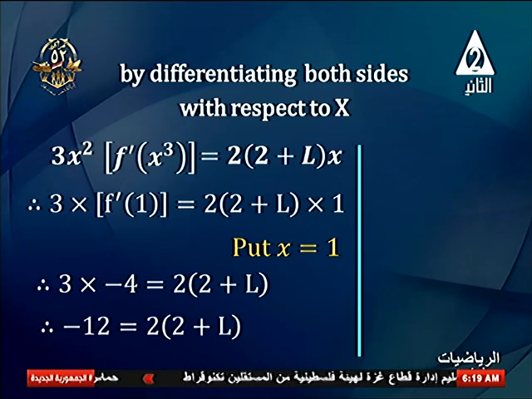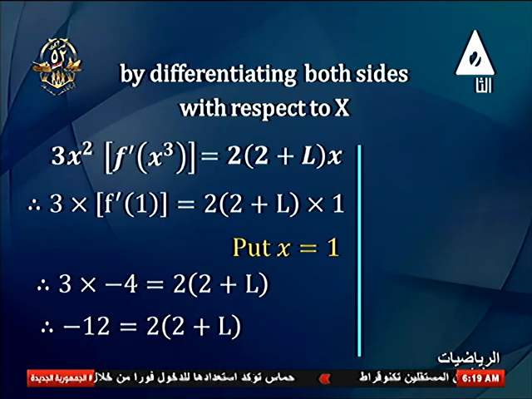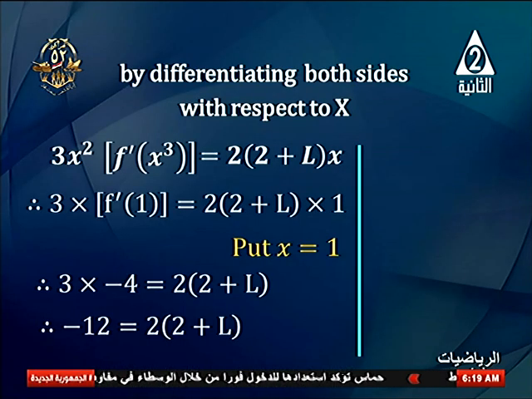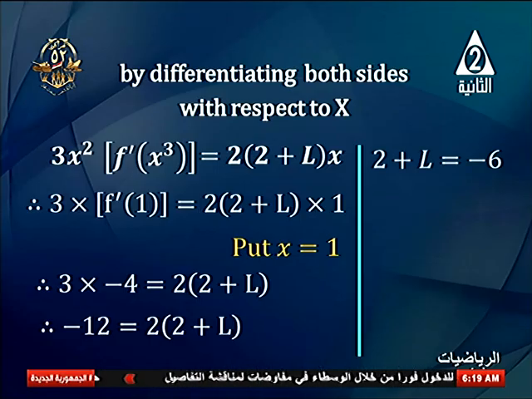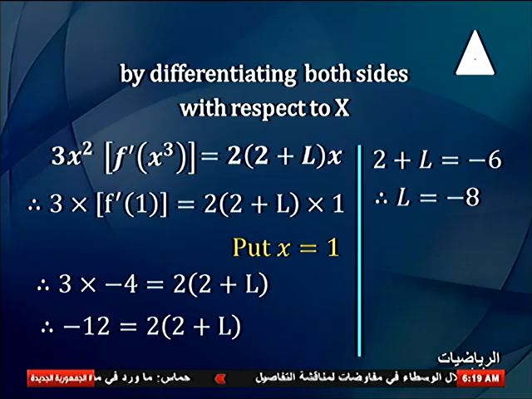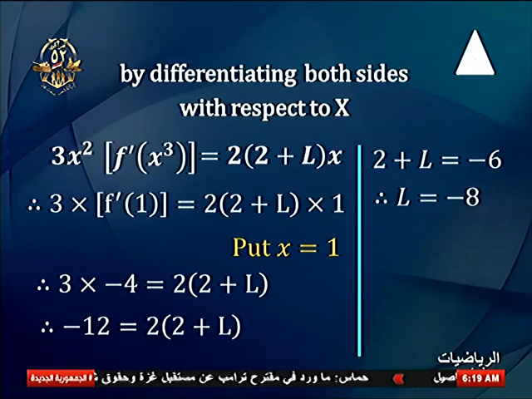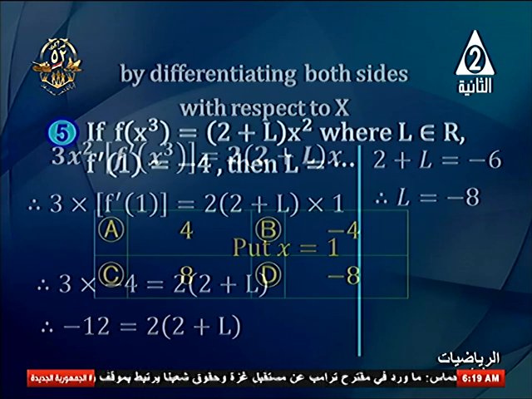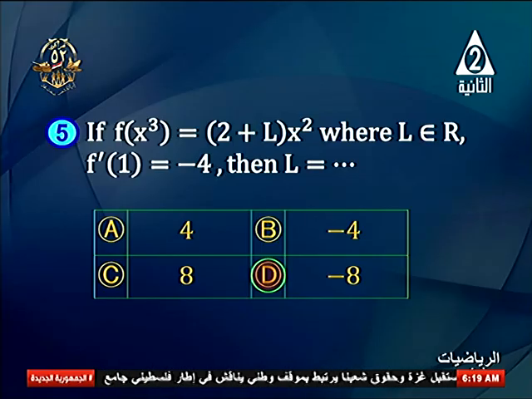Therefore, the left-hand side is negative 12. The right-hand side equals 2 multiply 2 plus L. Divided by 2, 2 plus L equals negative 6. Then L equals negative 6 minus 2, which equals negative 8. The correct answer is letter D, negative 8.